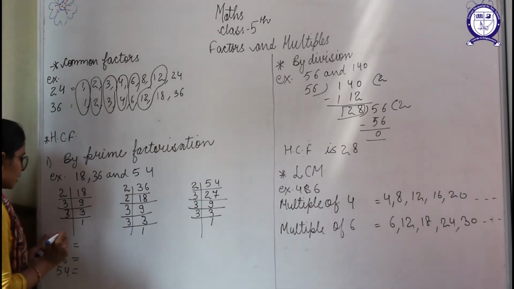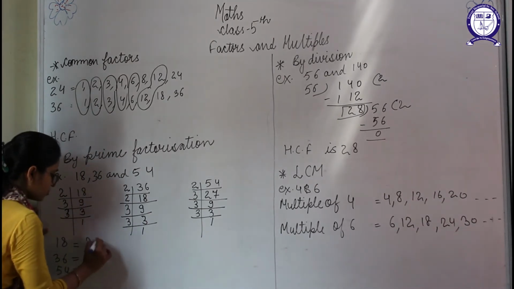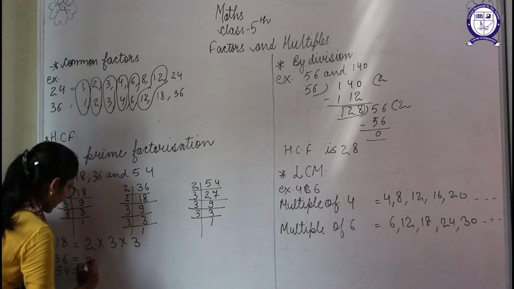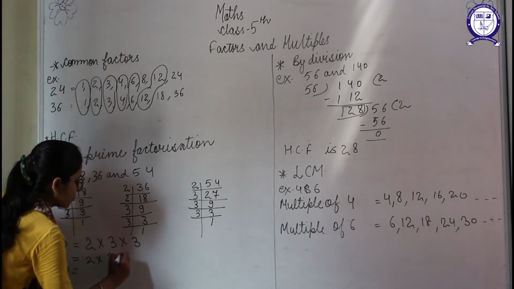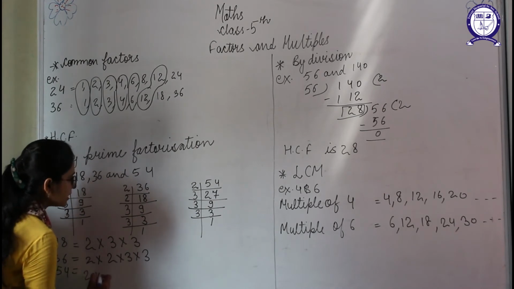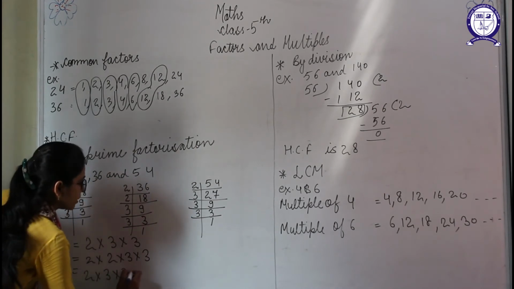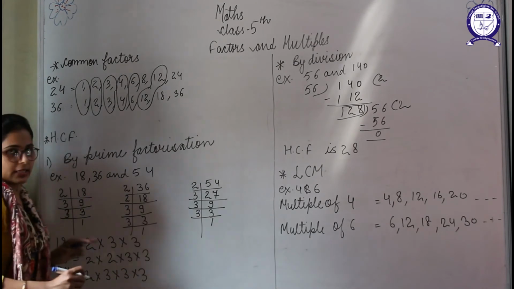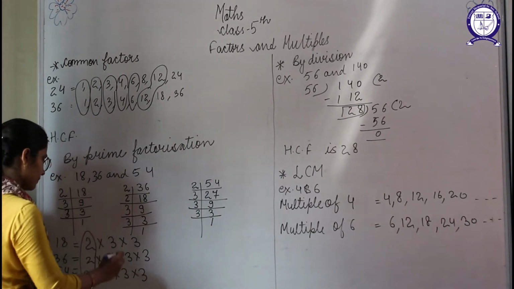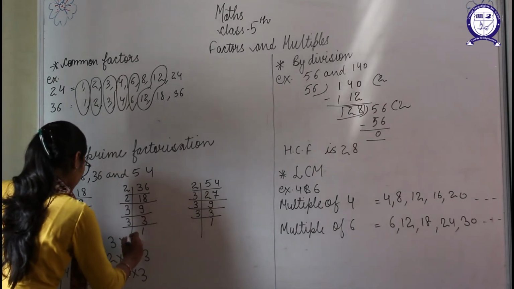Now we will write the factors of 18: 2, 3 and 3. Then we will write the factors of 36: 2 multiply 2 multiply 3 multiply 3. Then 2 multiply 3 multiply 3 multiply 3. So in this, how many numbers are common? This 2 and this 3.